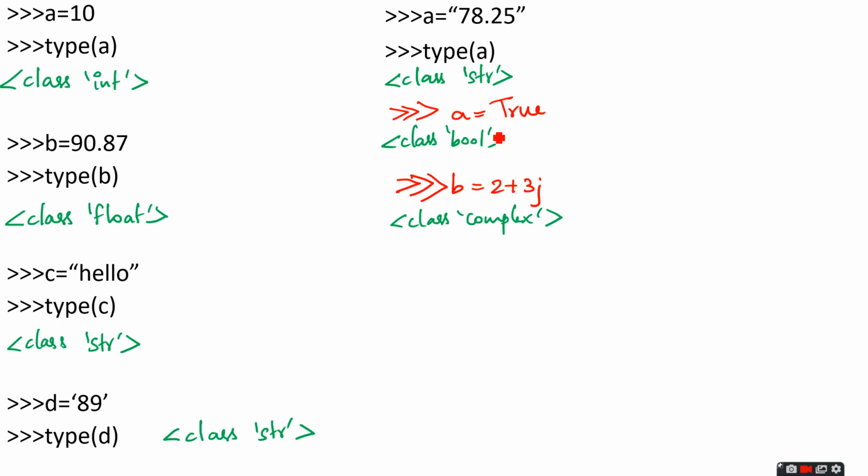Now a = True. That means it is from the class bool. Now b = 2 + 3j. It is a complex number, so it is from the class complex. In this way we can use the type function.